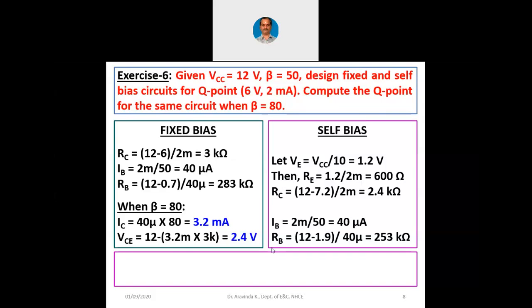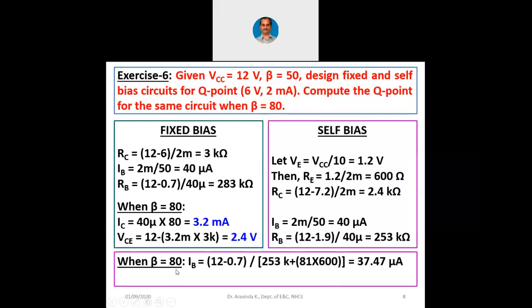Anyway, let me continue. We found out this RB now. We have all the three values now. We have RB, RC and RE. Now, let us go for that exercise of when beta equals 80, what happens? When beta equals 80, I will simply substitute the equation of IB there, VCC minus VB divided by RB plus 1 plus beta into RE.